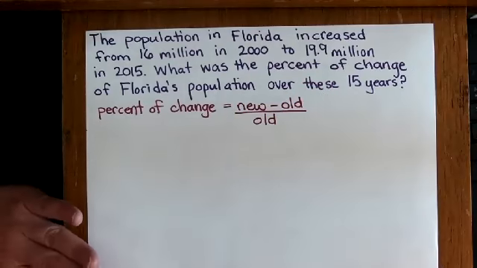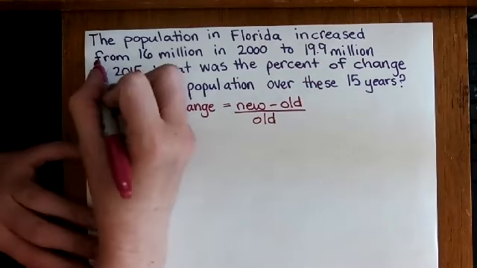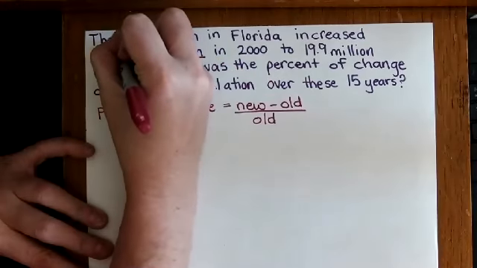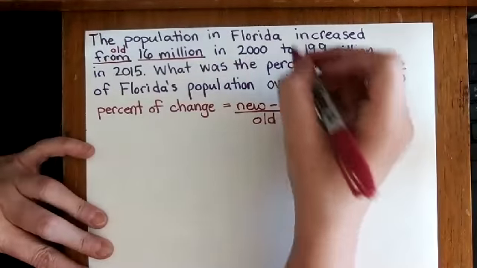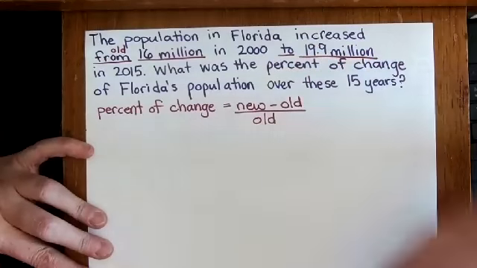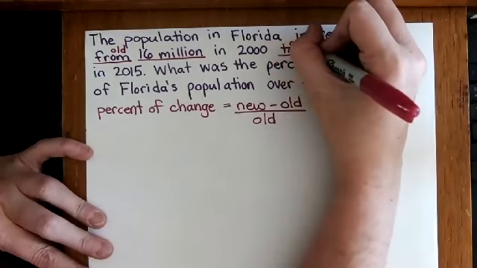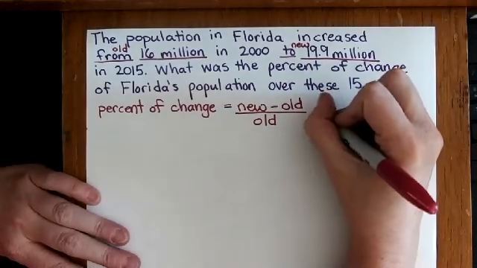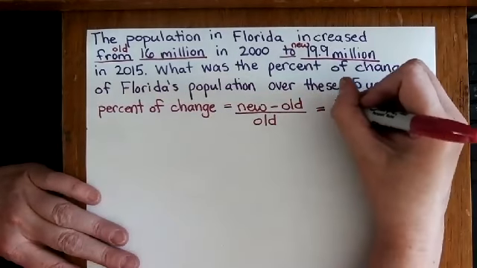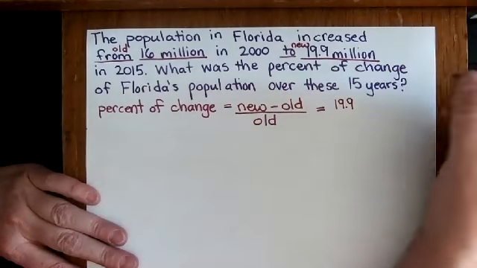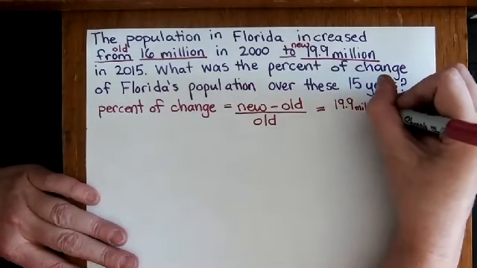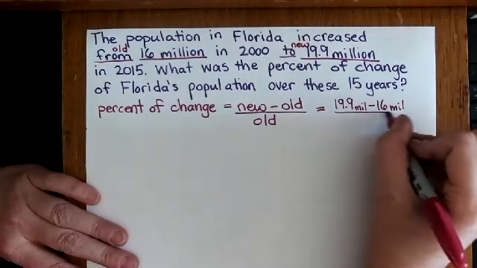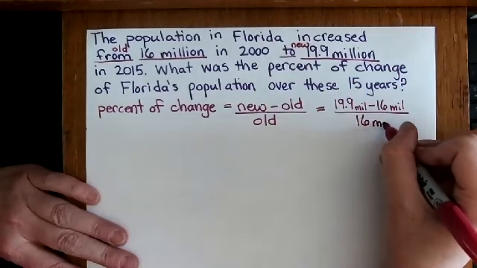If we look at some of our keywords, we have that we went from 16 million, and from then is the old amount in 2000, to 19.9 million, where to indicates our new amount. So we'll plug these numbers into our equation. We get 19.9 for our new amount and 16 for our old amount, and we divide by the old amount.